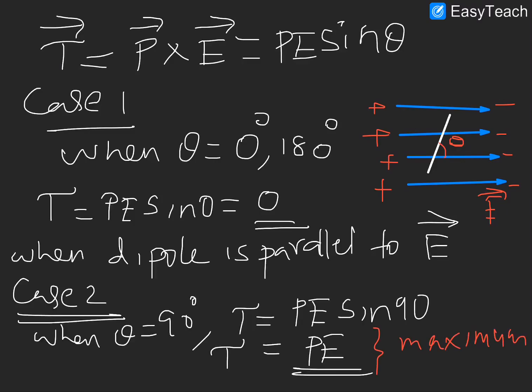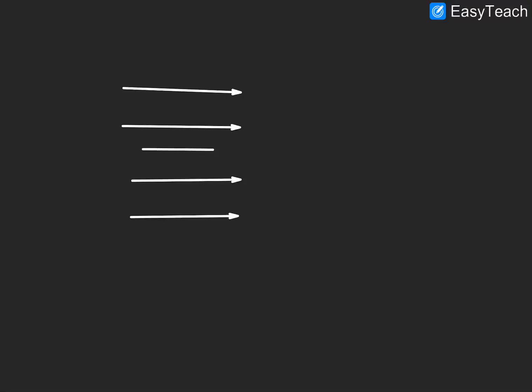Maximum torque you will get in this case. What does it mean? This is your dipole. If you place your dipole perpendicular to your field, in the initial case, you will have an electric field like this, and you are placing your dipole also like this. This is the first case which we discussed.